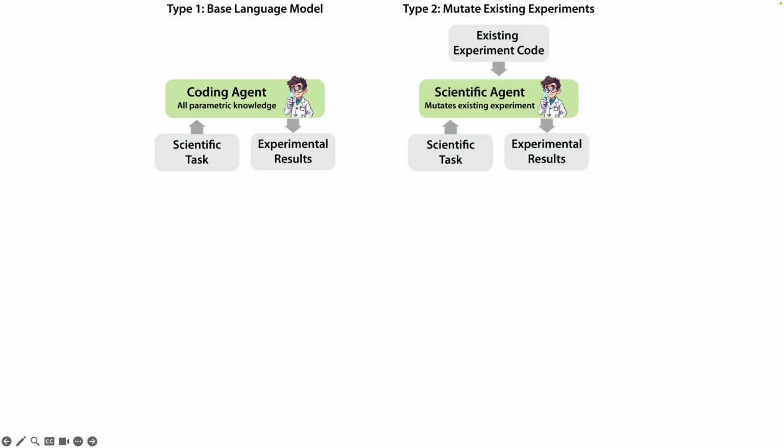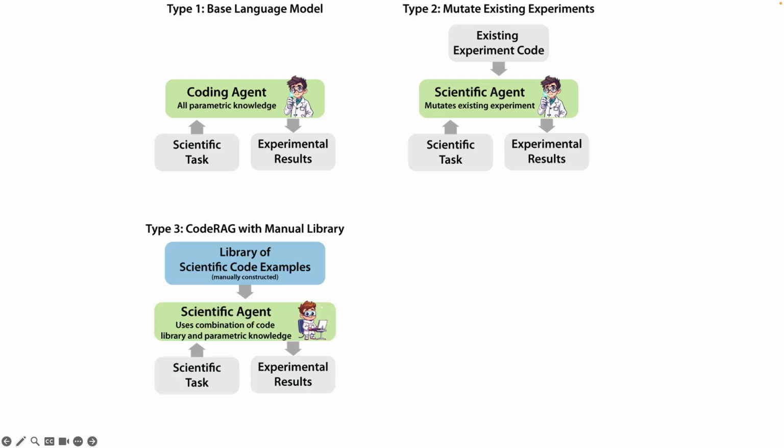The second type is the approach taken by AI scientists, where we essentially give the agent a pre-existing experiment and ask it to make variations or mutations. This gives us the benefit of starting with complex code, but it's limited to making variations of the same experiment.